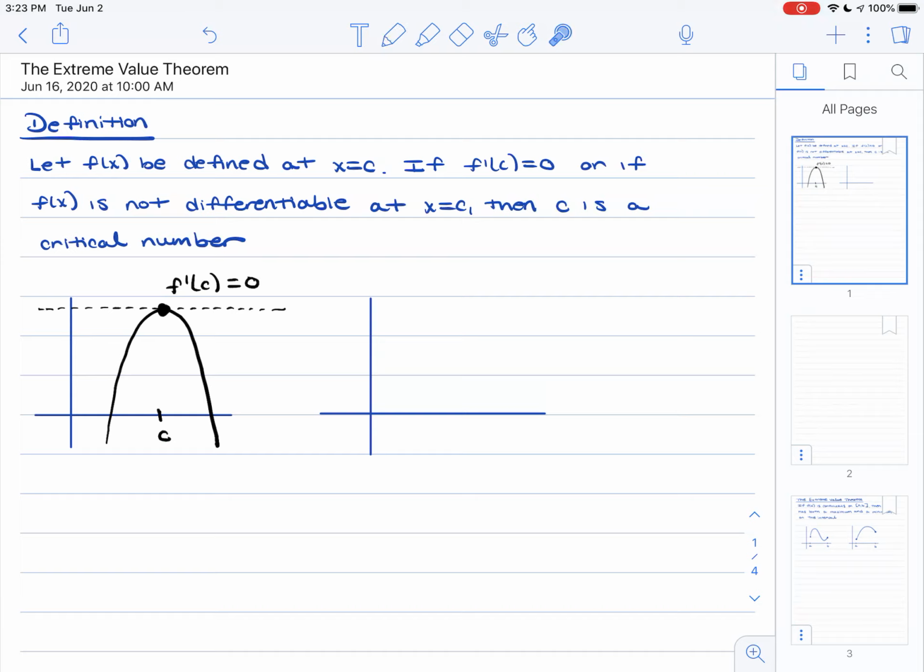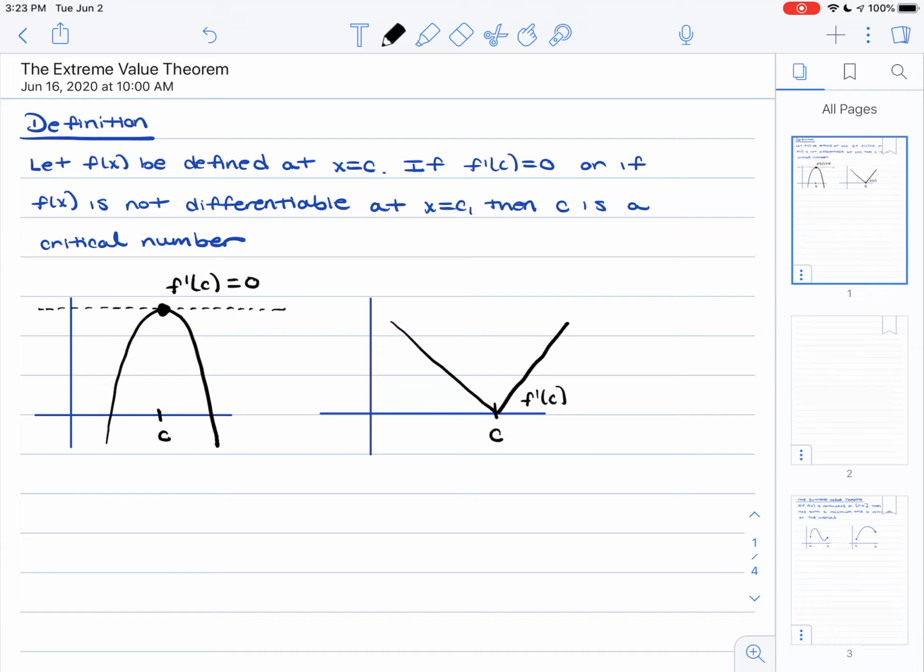Now the other situation, it said f of x is not differentiable at c. That would be the type of situation where we had some sort of sharp turn in our graph at c. Remember, any type of sharp turn, your function is not differentiable. So in this case, we would say f prime of c does not exist.